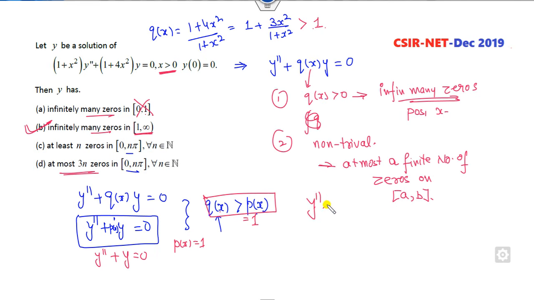So what is the solution of this? At the condition y of 0, it clearly says this is my c sine of x. Fine. Now what is that?